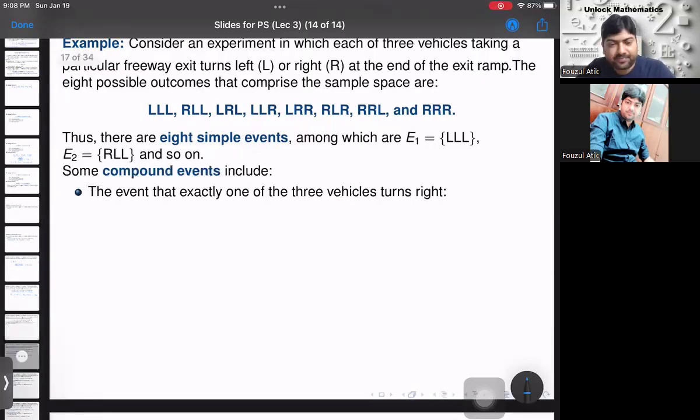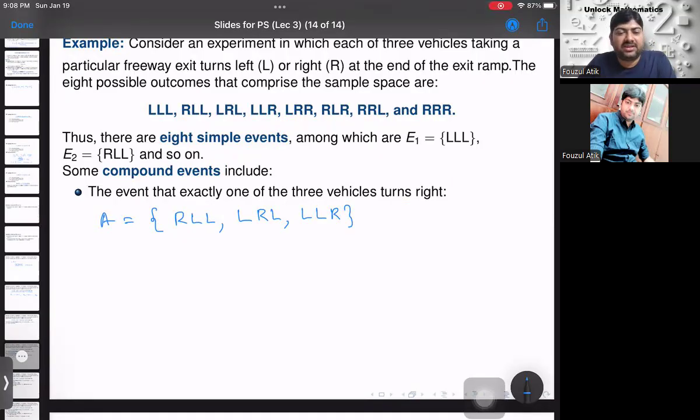Let us discuss an example. Consider the event that exactly one of the 3 vehicles turns right. What is that event? It should be the event A equal to exactly one of the 3 vehicles turning right. So it is RLL, LRL and LLR. This is the event that has exactly one of the 3 vehicles turn right. I hope it is clear.